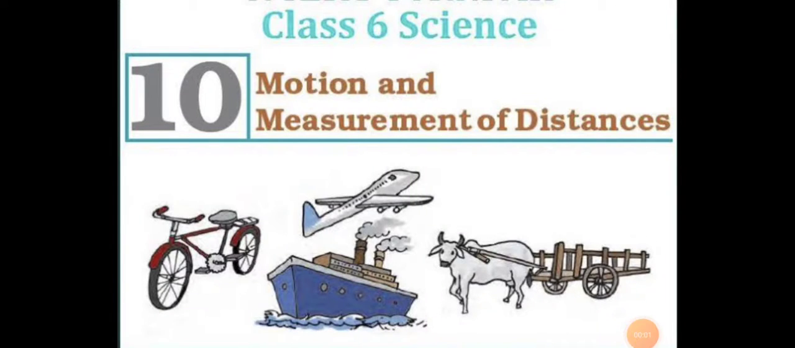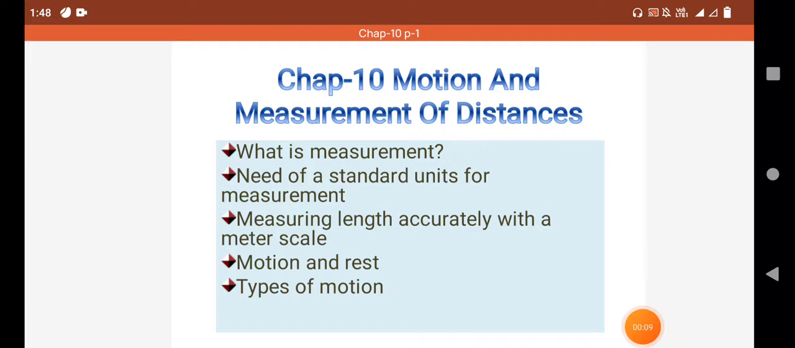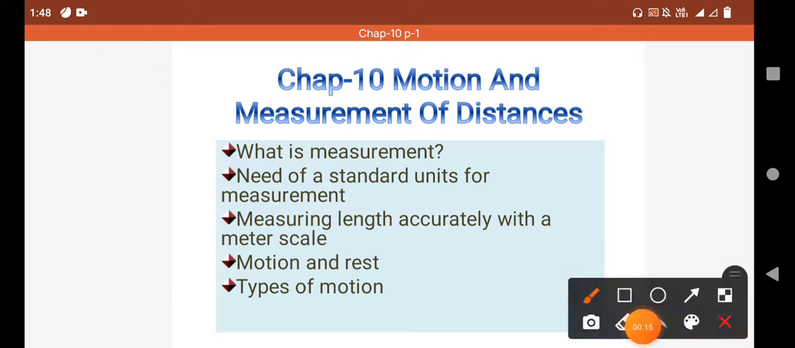Hello dear students, so today we are going to start a new chapter, that is chapter number 10, Motion and Measurement of Distances. And in this chapter we are going to cover the following topics like what is measurement, need of standard units for measurement, measuring length accurately with a meter scale, motion and rest, and types of motion.